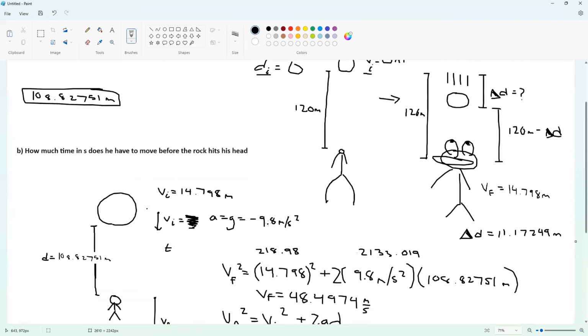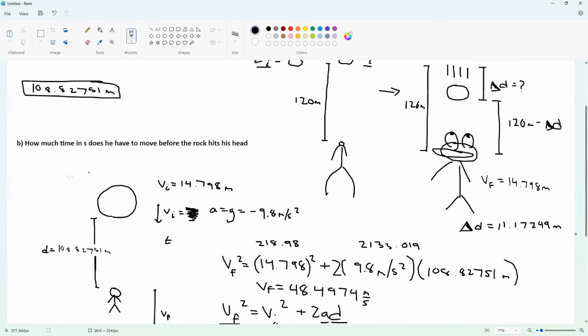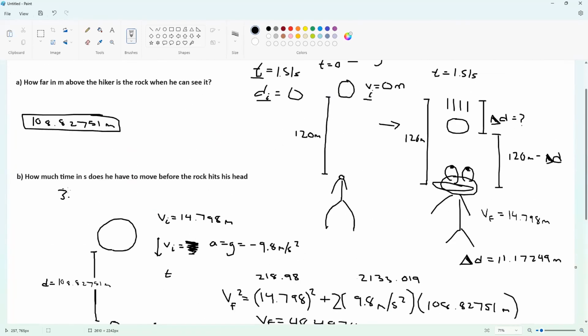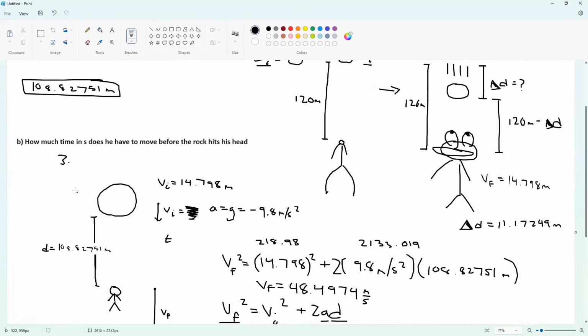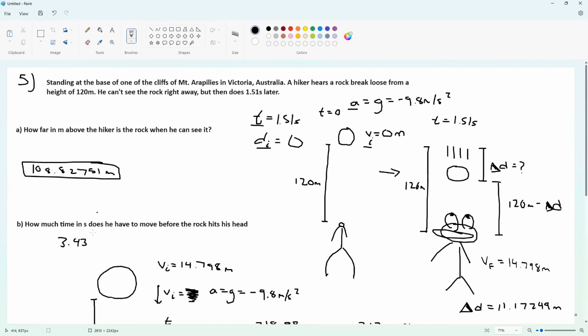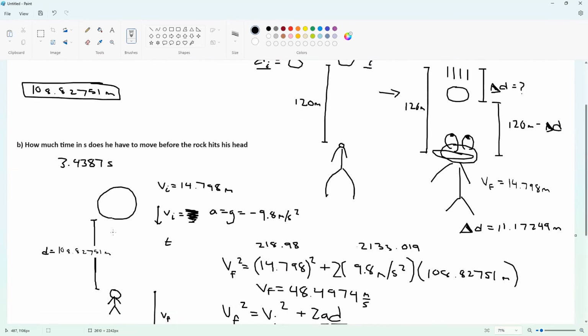So, in other words, after all that, the time that he has before the rock removes him from this planet is 3.4387 seconds. My apologies, I'm getting a little tired. Woo! Okay, that was a hefty problem.